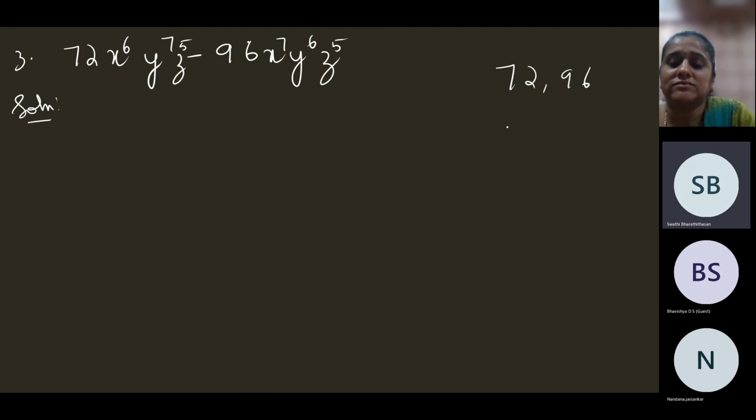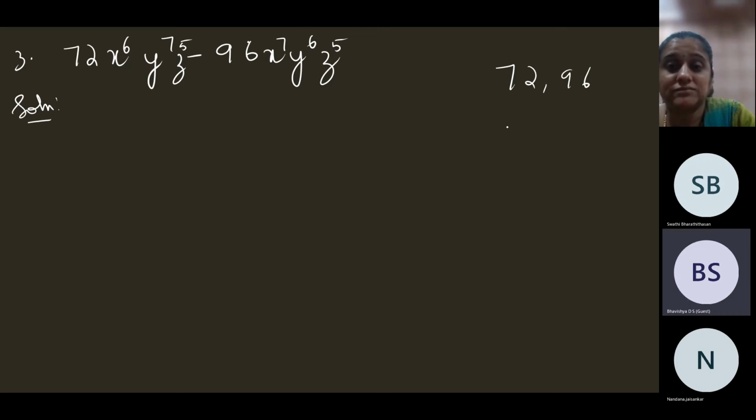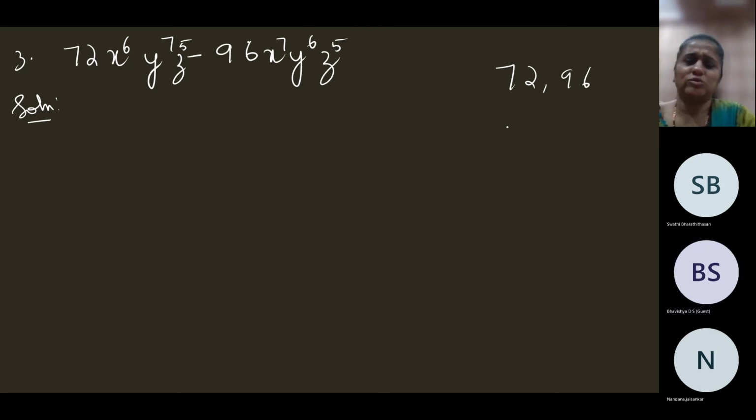24. Bhavishya, what did you get? Ma'am, I have divided by 8, ma'am. No, you should take the HCF, not any common factor. You must take the highest common factor. You should not take any common factor. Common factors are many, but the highest common factor. How do we find the HCF, children?